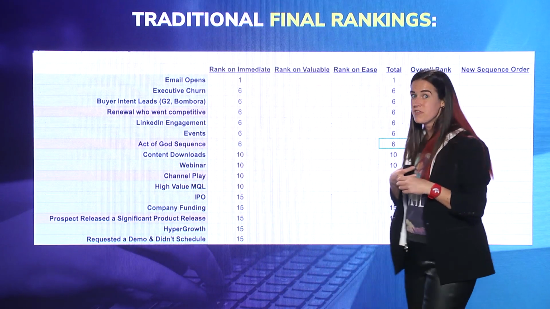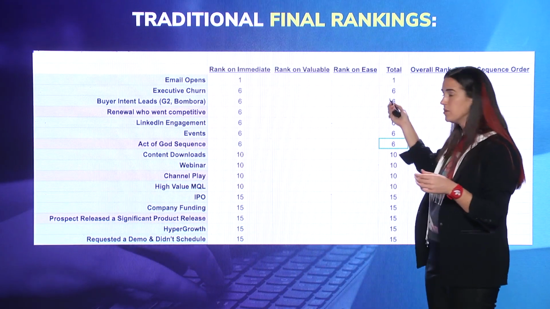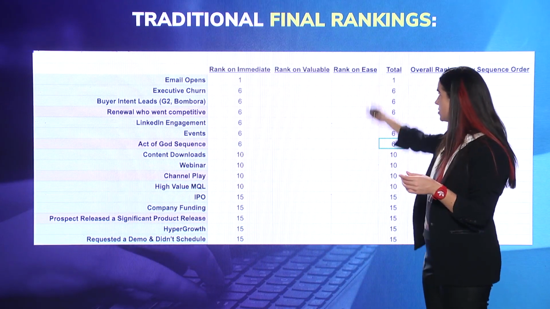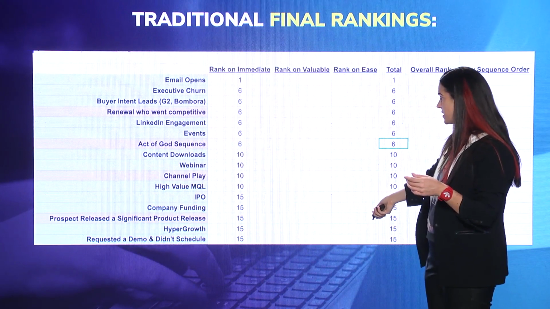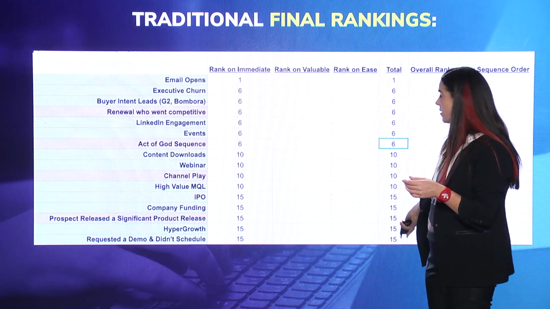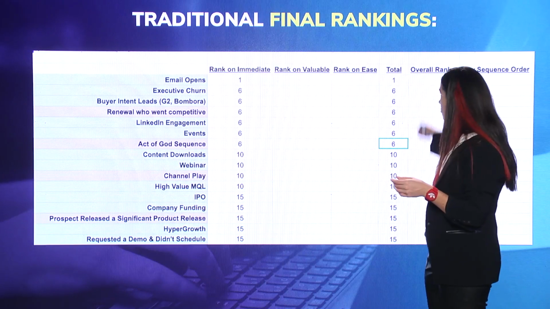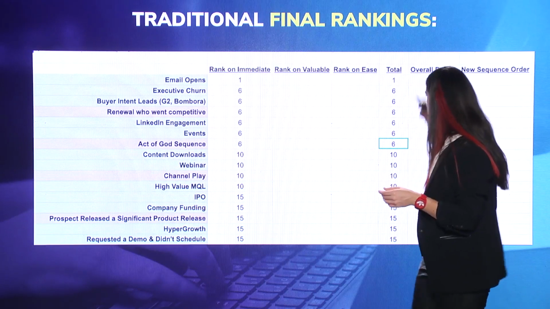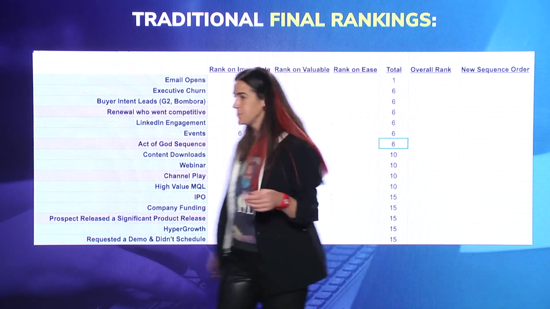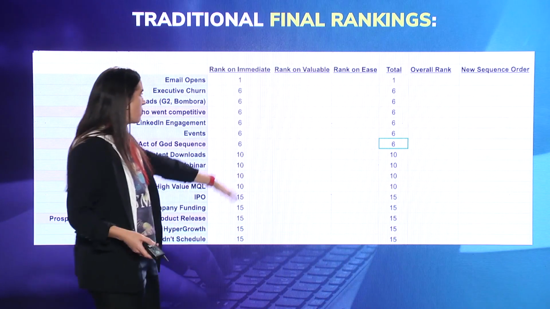If you want to do a traditional final ranking, then essentially you want to pull from the immediate tab what was the raw ranking there for your respective sequences. What was the raw ranking on value? What was the raw ranking on ease? And then you want to have a total over here, where you basically would have overall rank.